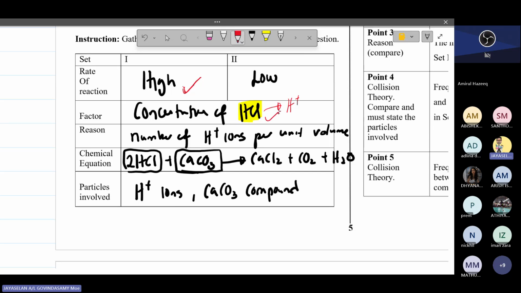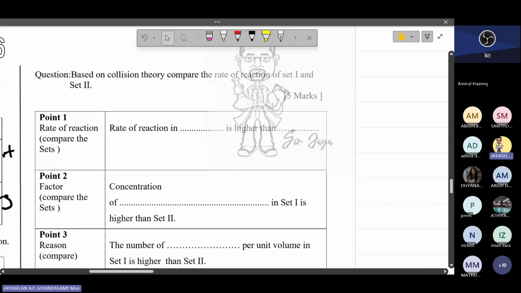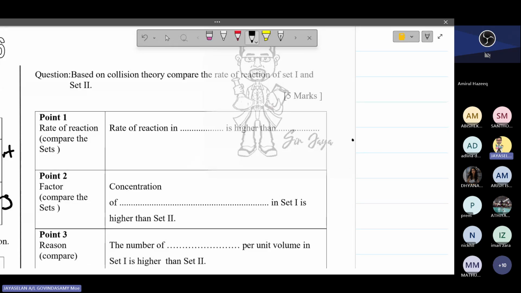Okay, the number of hydrogen ion per unit volume in set 1 higher than set 2. Okay, the frequency of collision between hydrogen ions and calcium carbonate compound in set 1 is higher than set 2, and the frequency of effective collision. Okay, now we answer 0.5. Based on collision theory, compare set 1 and set 2. So macam mana nak jawab? The rate of reaction of set 1 is higher than set 2.